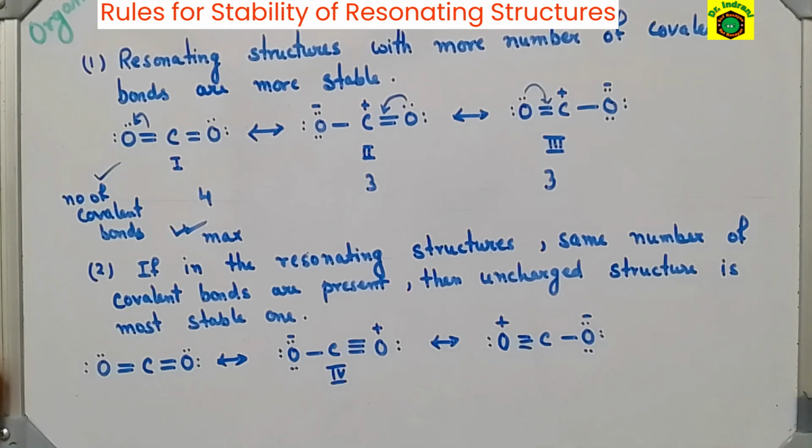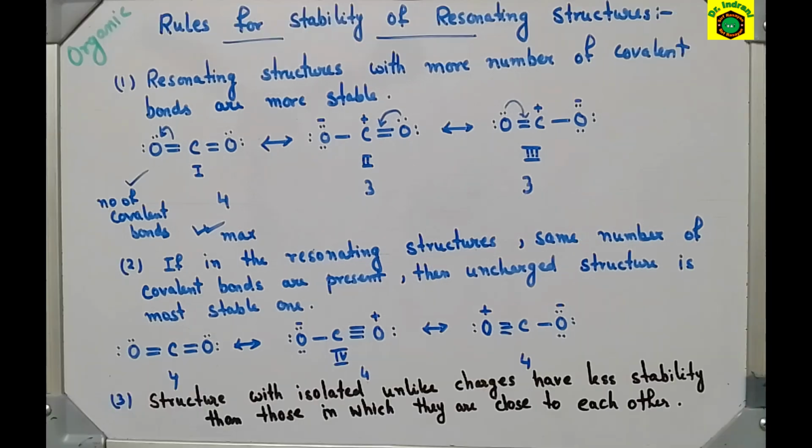Now see here, number of covalent bonds are 4, here 4, here 4. So the same number of covalent bonds are there in each resonating structure. So it is written, if in the resonating structures the same number of covalent bonds are present, then the uncharged structure is the most stable one. That means this structure is the most stable one, since no charge is there, it is uncharged. Here charges are present.